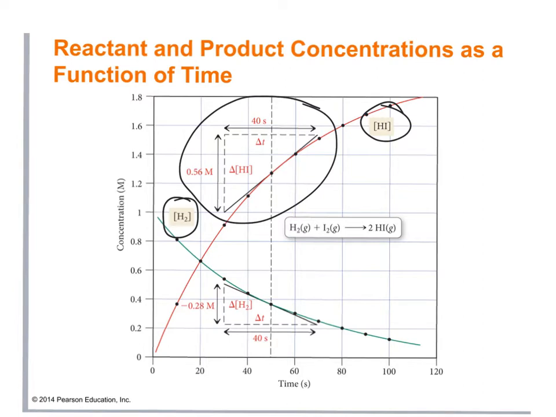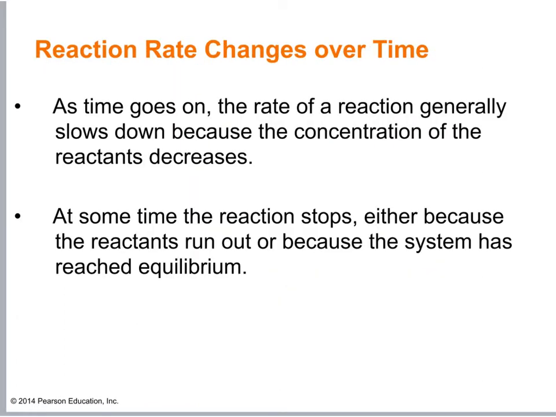Okay, so we can take the tangent at any point, and we can look at the instantaneous, what we call the instant reaction rate. The reaction rate is going to slow down because the concentration of reactants is decreasing. And then at some point the reaction is going to stop, either because the reactants have run out or because the system has reached its equilibrium. And at equilibrium, it doesn't mean that all of the reactants have been used.